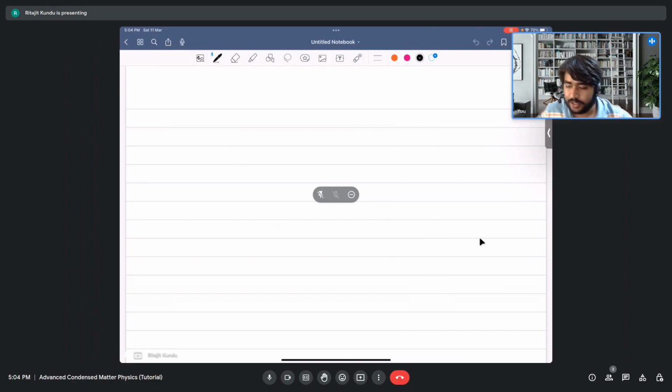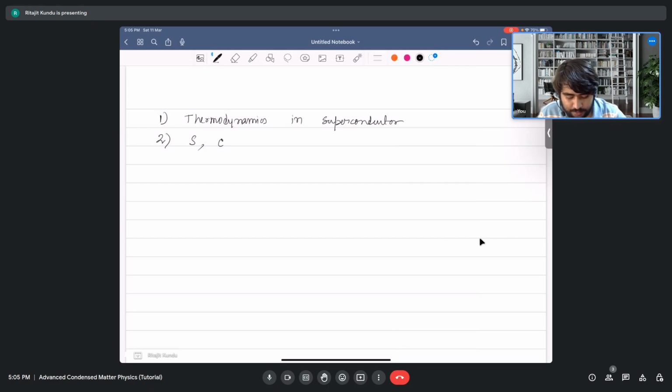Okay. So for today, I wanted to discuss mainly three things. The first is some thermodynamics in superconductors. We'll look into the critical behavior of entropy, and also how the heat capacity goes as we move towards the critical temperature. So, some critical behavior.